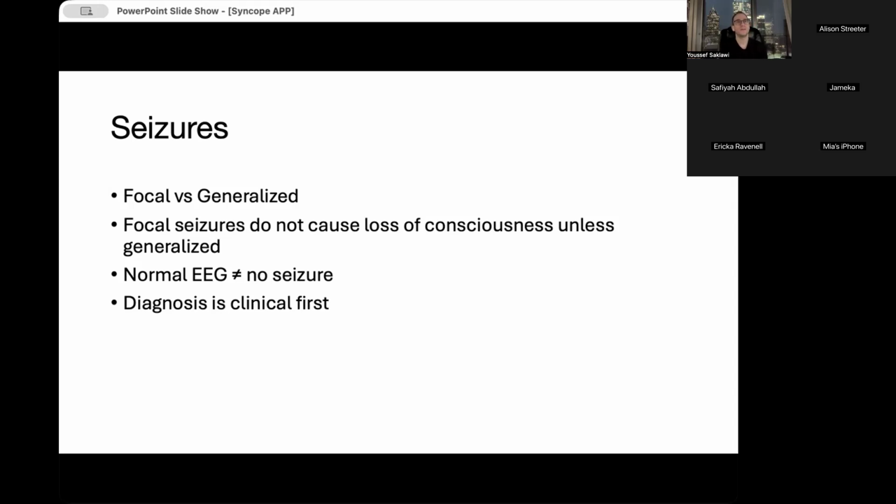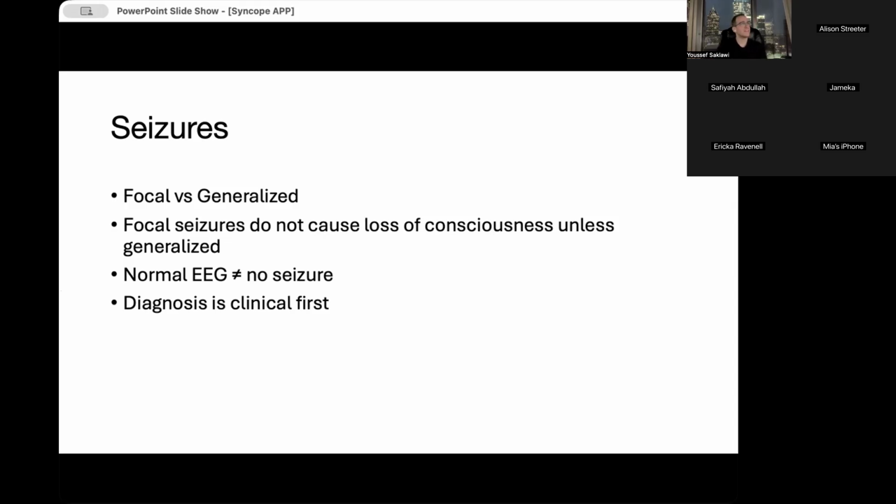So if you get an EEG and it's not showing seizure, it does not mean that the patient did not have a seizure previously, because it only captures that moment in time. Sometimes it can show a focus of activity, but for the most part, it's to capture that moment. So the diagnosis a lot of times is clinical, like who witnessed it?